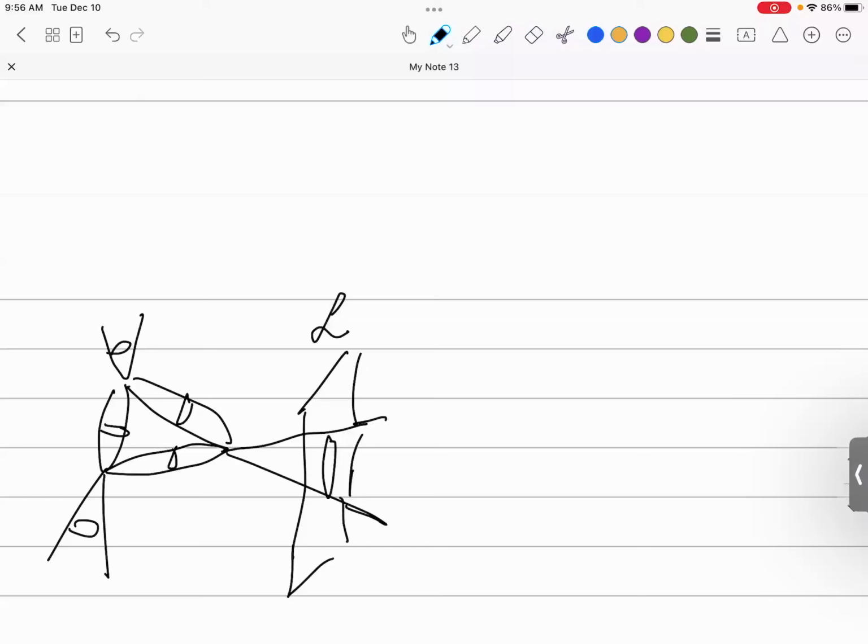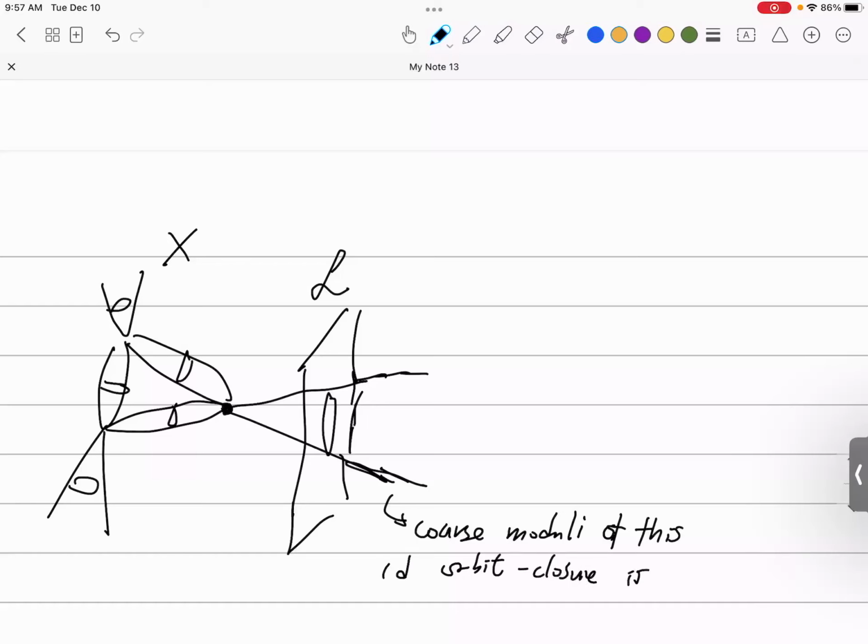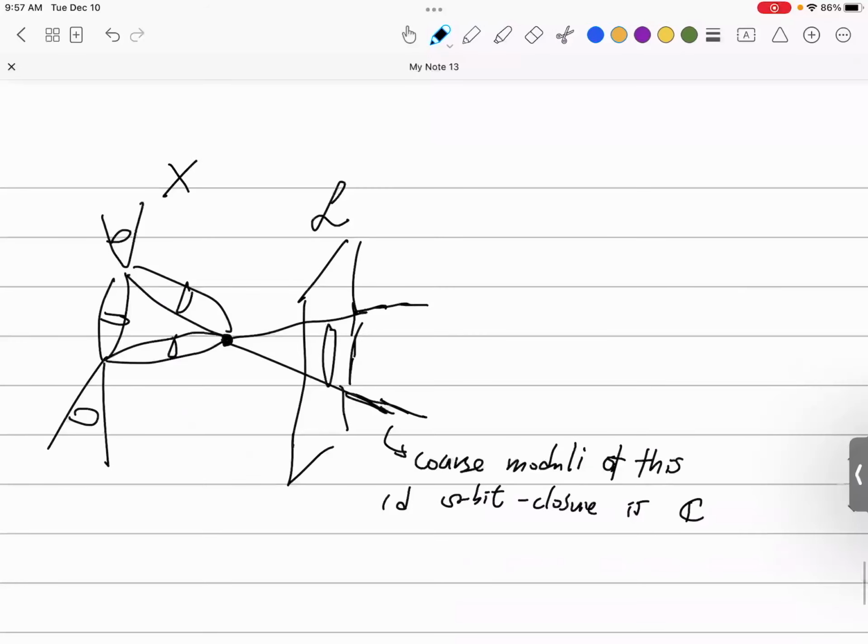So our Lagrangian intersects a one-dimensional orbit in the toric Calabi-Yau 3 orbifold. We assume that the coarse moduli of this orbit, the one-dimensional orbit closure, is a complex line. So it has a unique fixed point. This is P sigma.